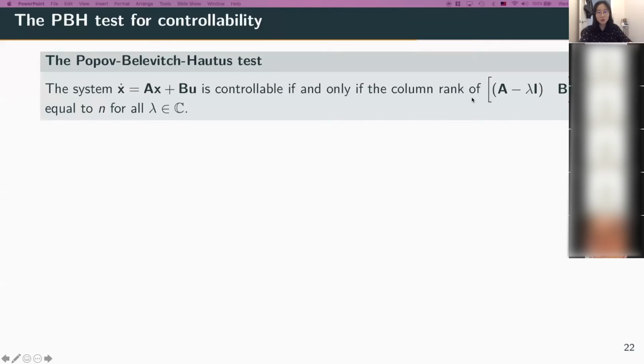But obviously, you don't want to check for all lambdas in the complex plane. So the trick here is to notice that the first part of the matrix, the A minus lambda I part, will have full rank as long as lambda is not an eigenvalue of A. And when it has full rank, since it is n by n, it will give full rank to the whole matrix, without even needing anything from B. So that's really nice.